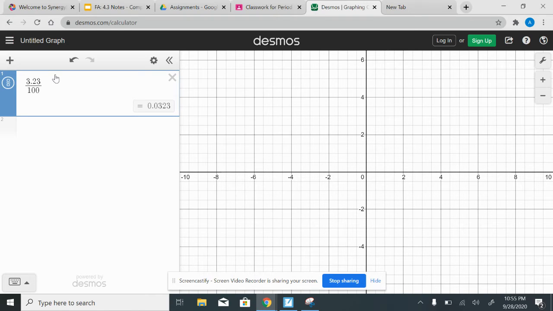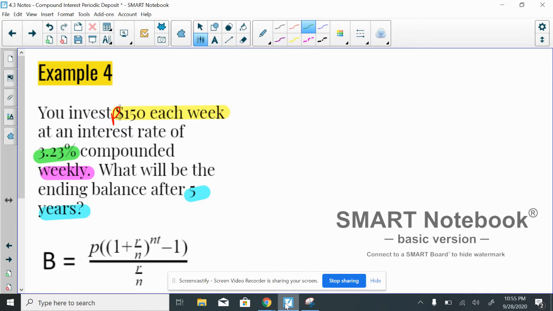3.23 divided by 100 is going to turn into the decimal 0.0323. So I'm just going to make a note up here at the top that my rate is 0.0323. Sorry about the bad writing. My times compounding, the N value here, is weekly. And if something's happening weekly, that's 52 times a year. And then we just are going to label our time value at 5 years.